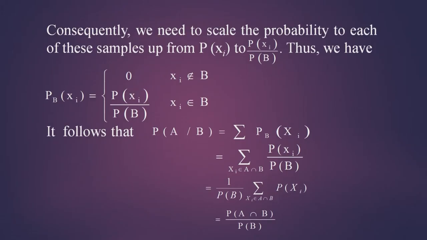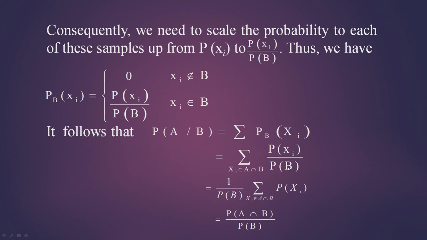Consequently, we need to scale the probability of each of these samples up from probability of xi to probability of xi divided by probability of B. Thus, we have P_B of xi equal to 0 when xi does not belong to B, and probability of xi divided by probability of B when xi belongs to B. It follows that probability of A given B is equal to the summation of P_B of xi, which is equal to the summation over xi belonging to A intersection B of probability of xi divided by probability of B.